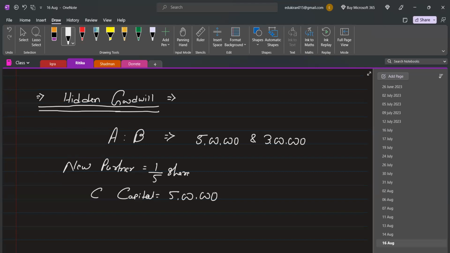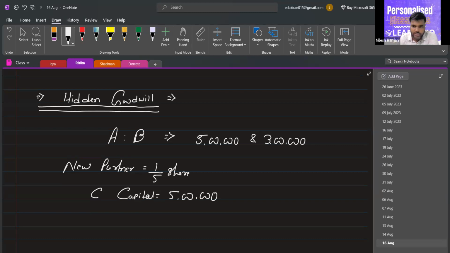Let me give you one more piece of information, because it is also hidden in the question. A and B's profit sharing ratio is 1:1.